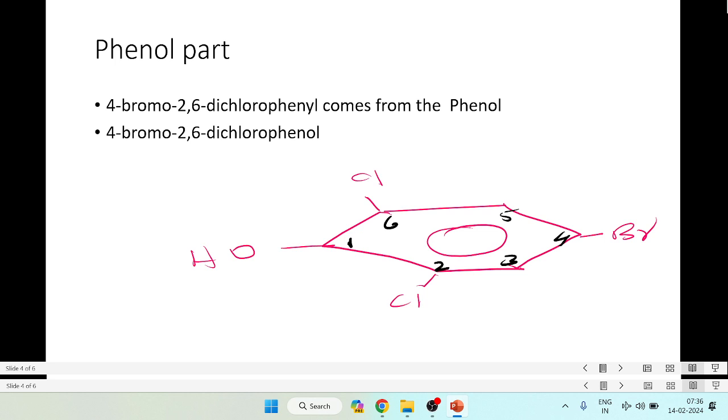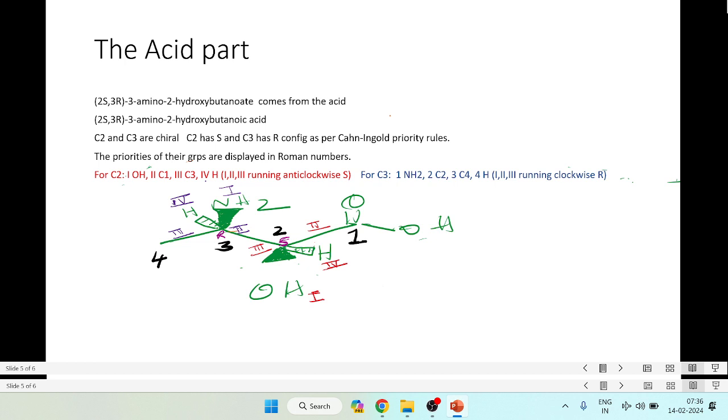You can see the phenol hydroxyl group, which is attached to C1, numbered as per IUPAC. The two chloro groups are attached to carbon 2 and carbon 6, and the bromo group is attached to carbon 4. So this is the parent phenol from which the ester has been formed. Now let's look at the acid part of this ester.